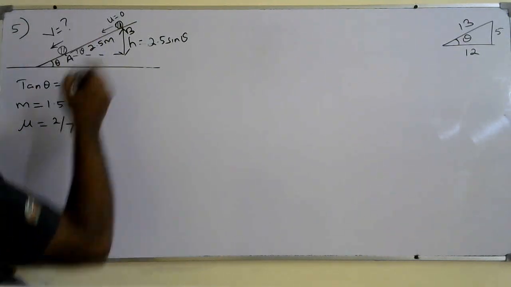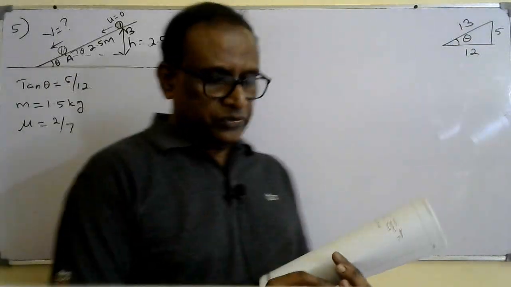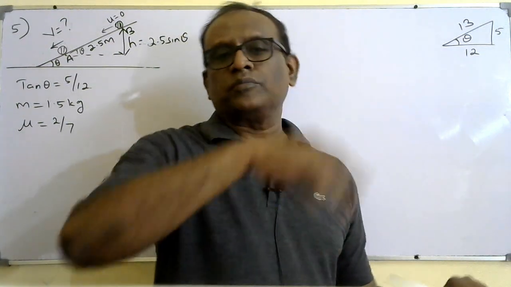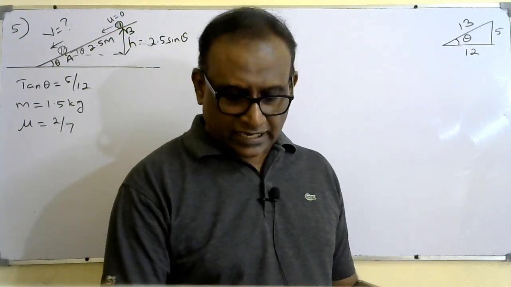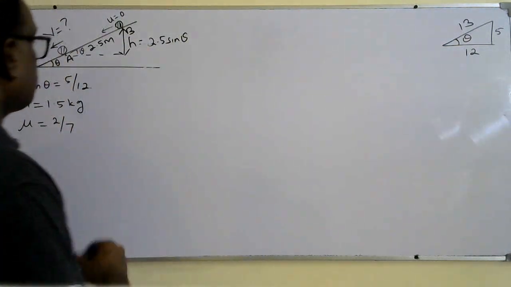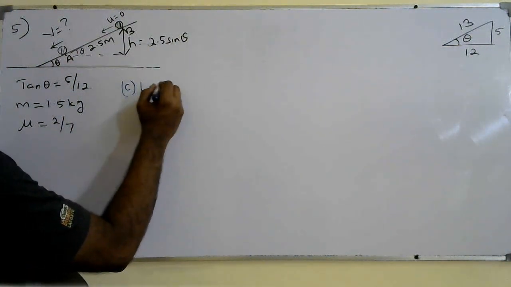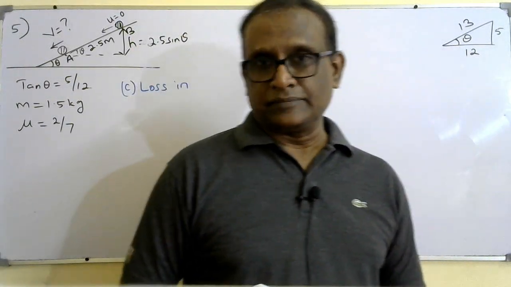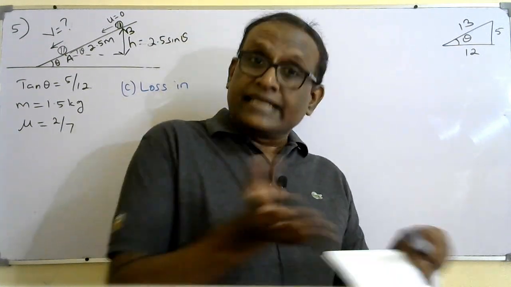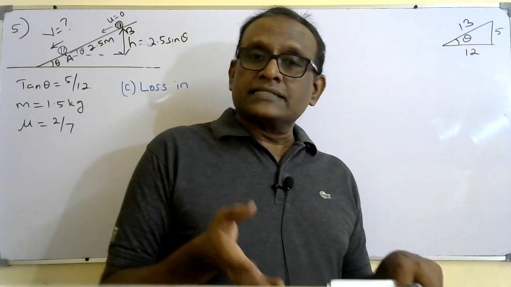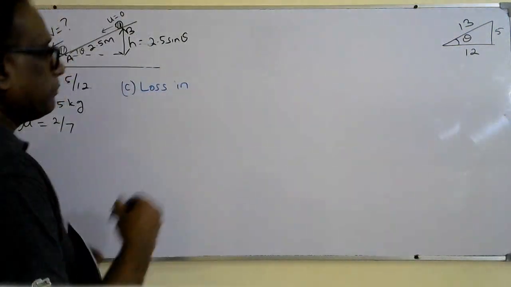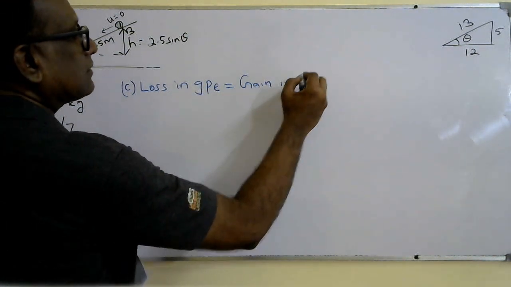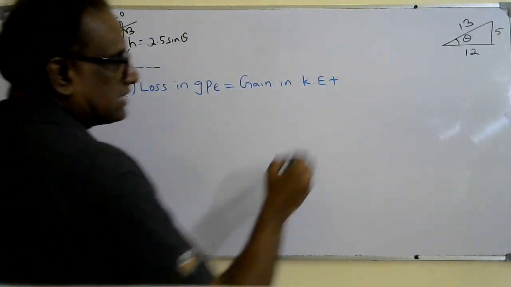That's the question. When it moves down, again we have to use the energy equation. The friction will be the same, because it's moving on the same slope with the same normal reaction; nothing has changed. So when it moves down, what could be the energy equation? For part C, loss in GP, since it is going down and losing gravitational potential energy, equals gain in kinetic energy, as the speed is going to increase, plus work done against friction.